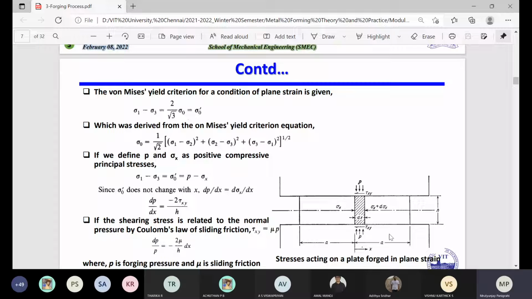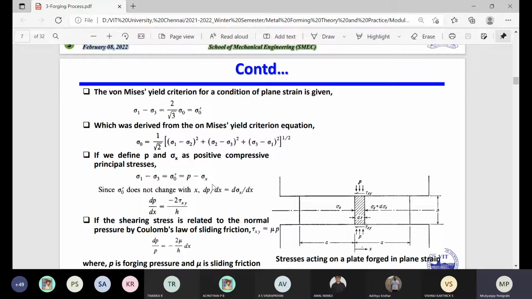Now whatever YF bar or sigma 0 prime you have, if this doesn't change with x, whatever small distance you are taking in the x direction, can you write dp by dx equal to d sigma x by dx? Because p equal to sigma x now. So we are just taking the derivative, dp by dx equal to d sigma x by dx.